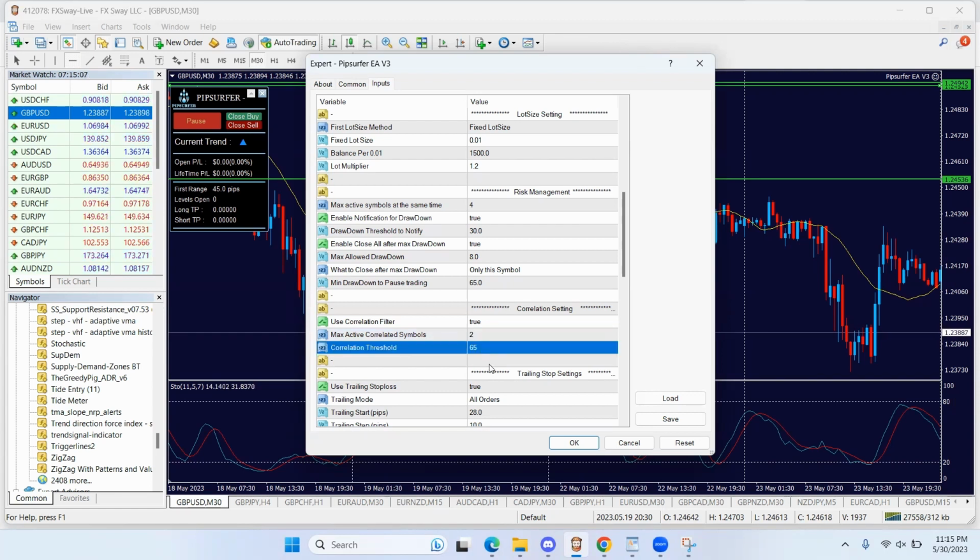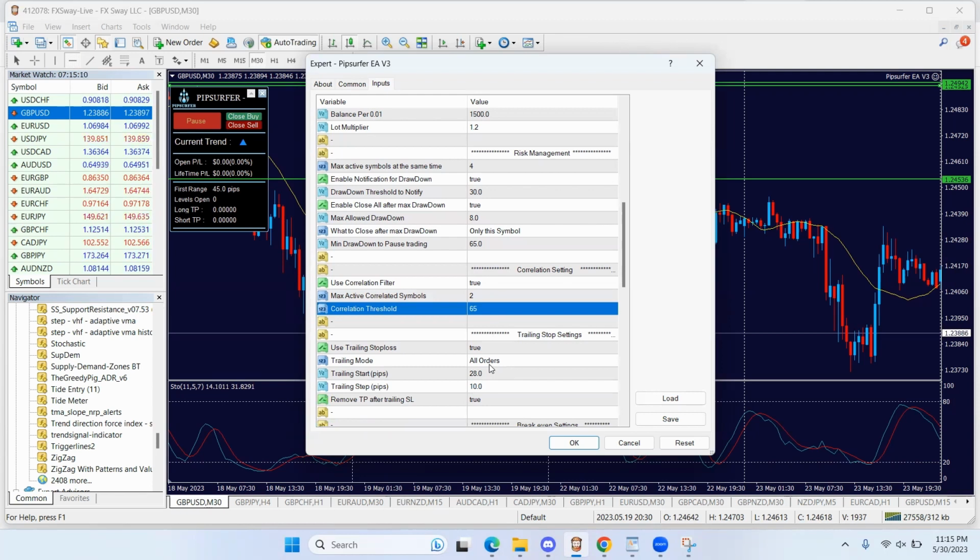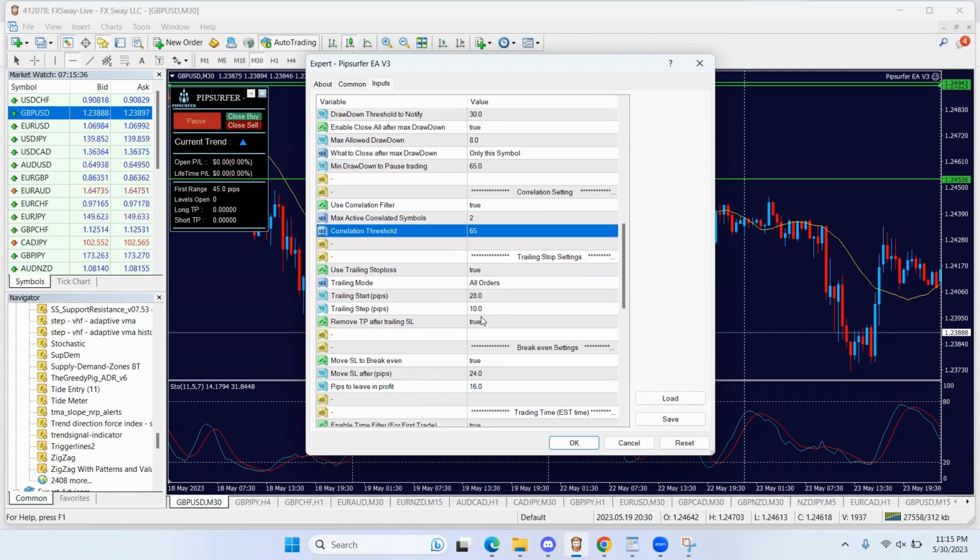A correlation threshold is just a percentage value on how much it correlates by. So with this, if a pair moves alongside another pair 65% of the time or more, that's going to be considered a correlated pair in Pipsurfer's mind. So Pipsurfer's reading the correlation between all the pairs and having a percentage of when it's moving at the same time, and all that's built into it. So very, very complex to put together, but that one small setting is a very, very good risk management feature.